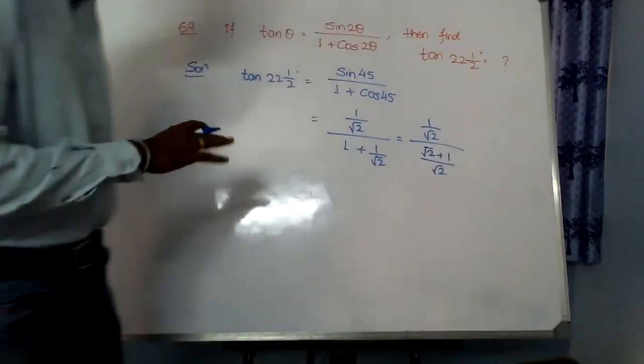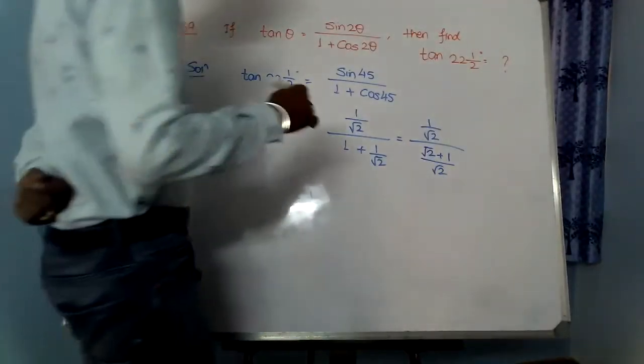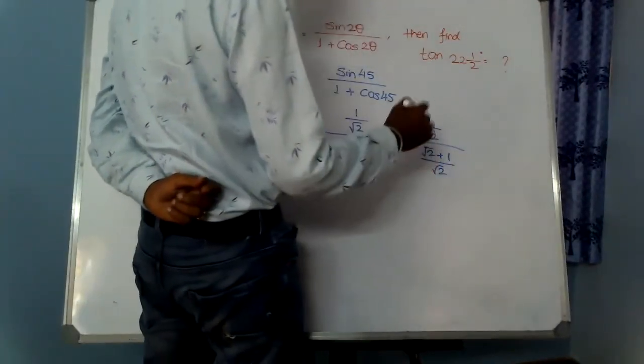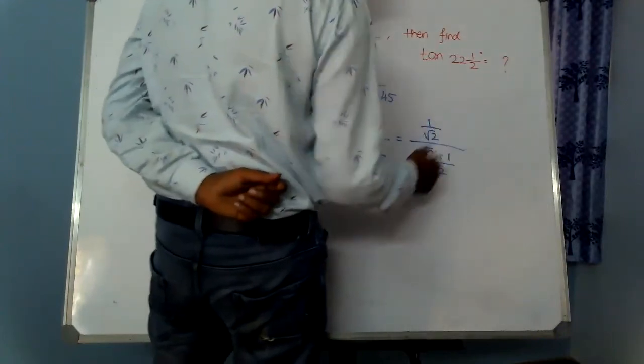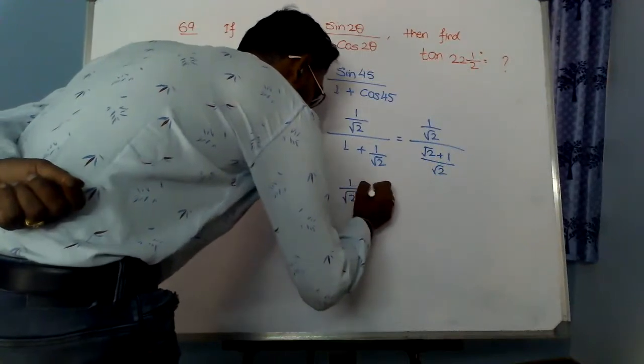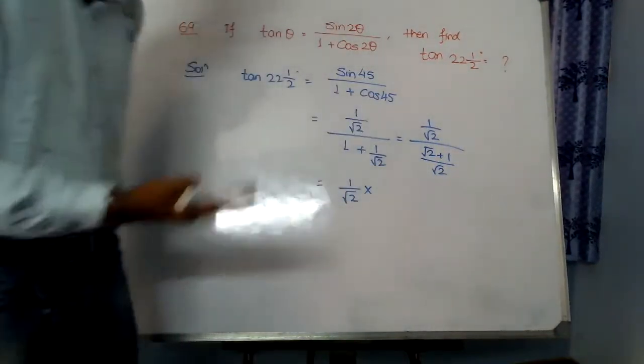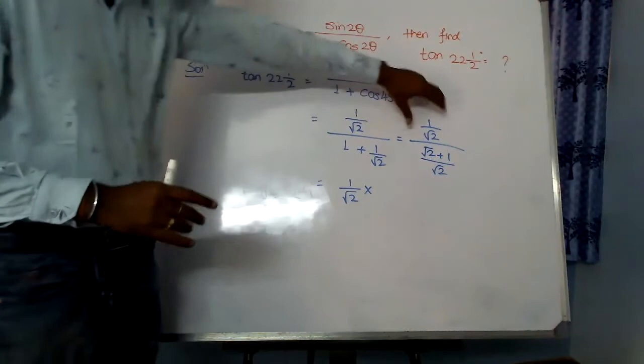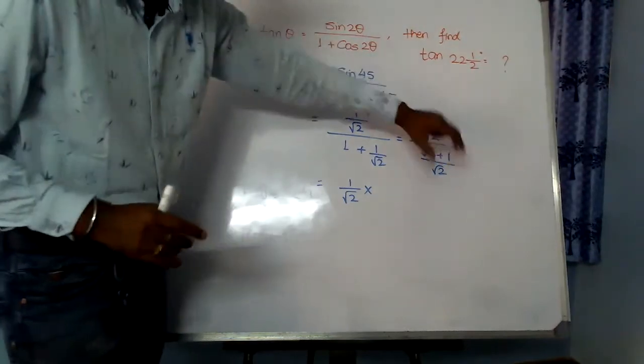Root 2 will be the LCM. I can simplify it like this. Now in this case, yes, you can cancel out. But still I'll tell you, so that you don't get confused in future, what happens when you have one fraction divided by another fraction.